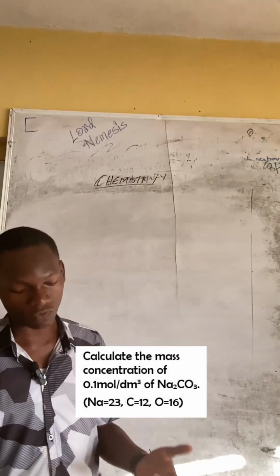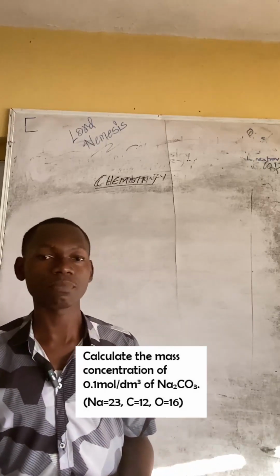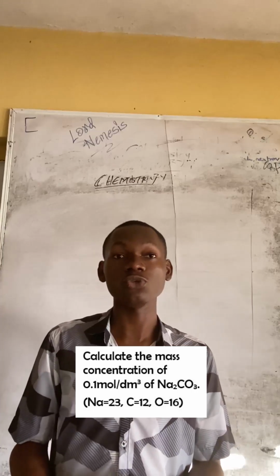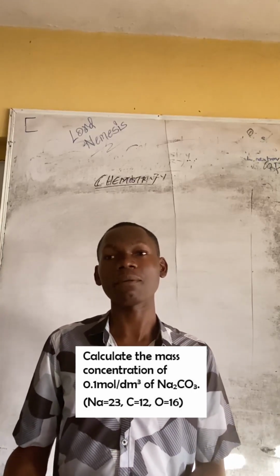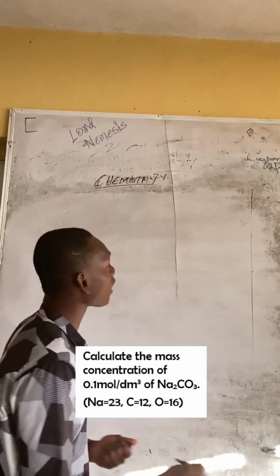All right, what are we asked to find? The mass concentration. Mass concentration is simply the mass that is dissolved in a particular dm cube, and we know the unit for mass concentration is gram per dm cube. Now, what are we given in that question? We are given the molar concentration.